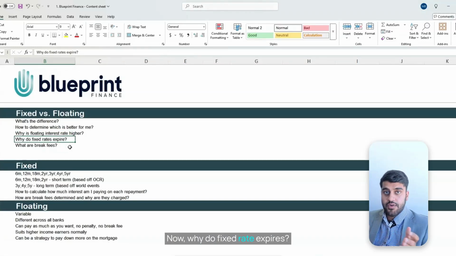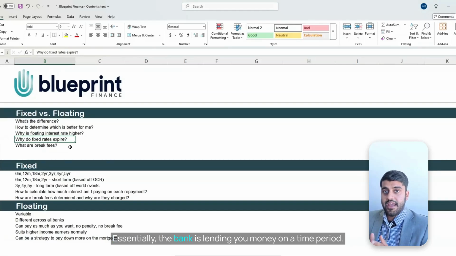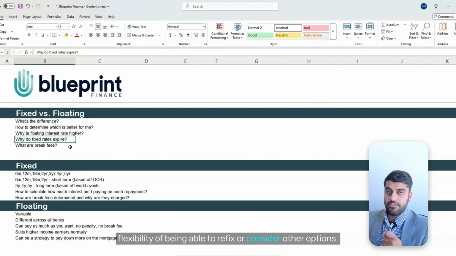Now, why do fixed rates expire? Essentially, the bank is lending you money on a time period as to how much they can make on the lending that they're lending you. So if you're putting 20% of your skin in the game and the bank's funding 80%, they want to be able to return the money at a rate which benefits them and give you the flexibility of being able to refix or consider other options.